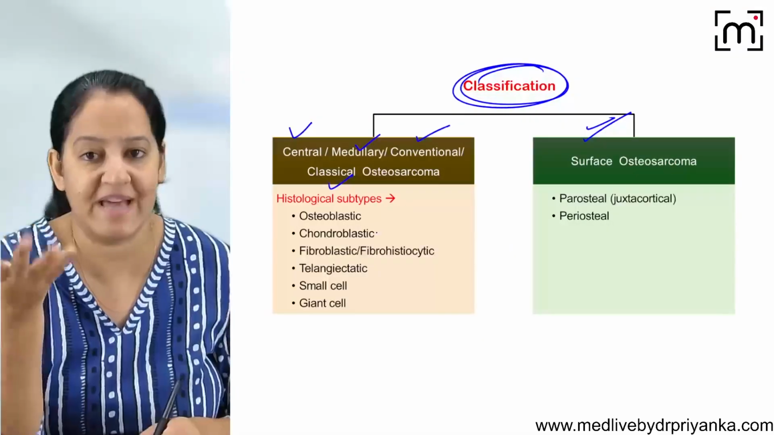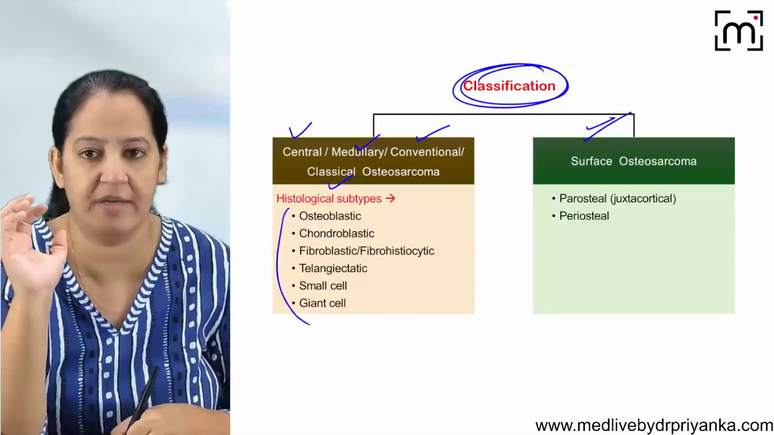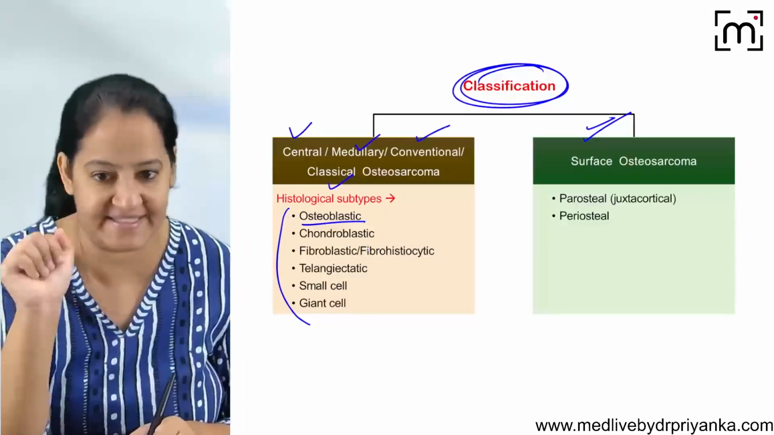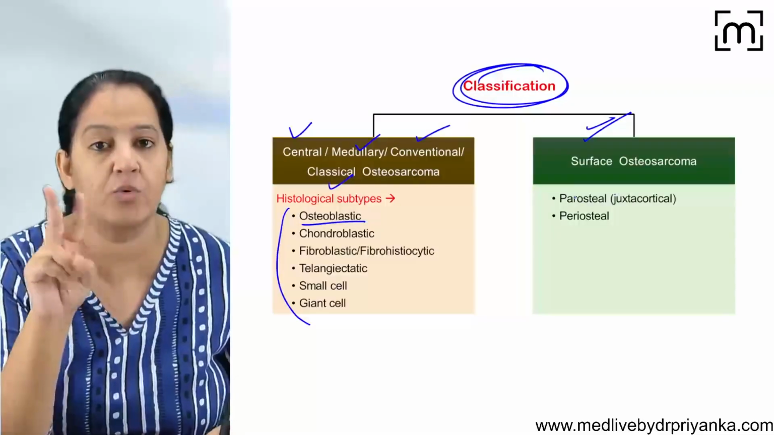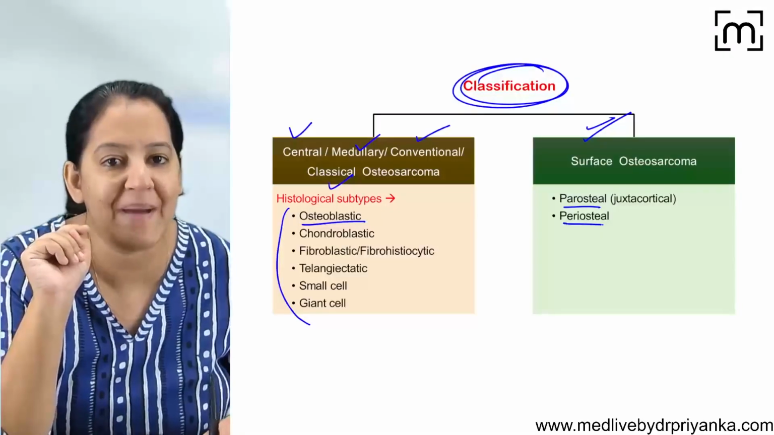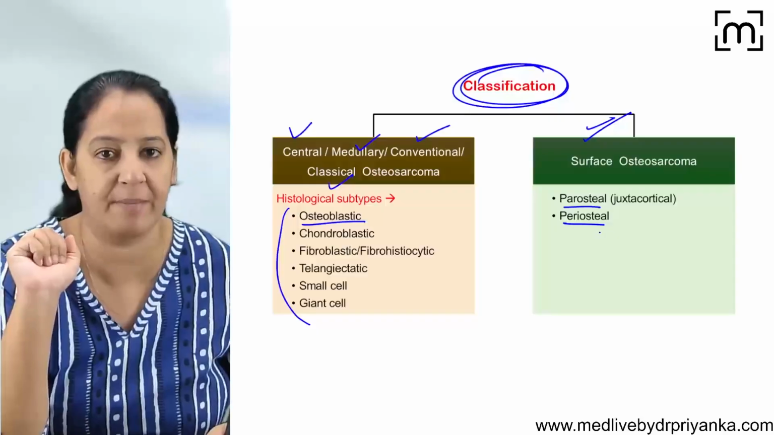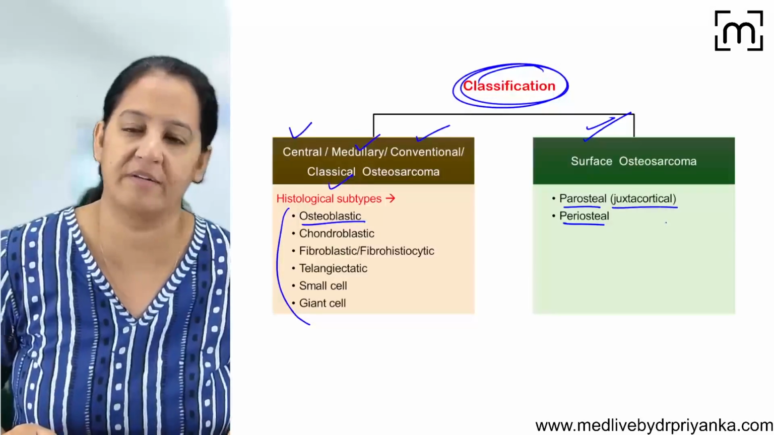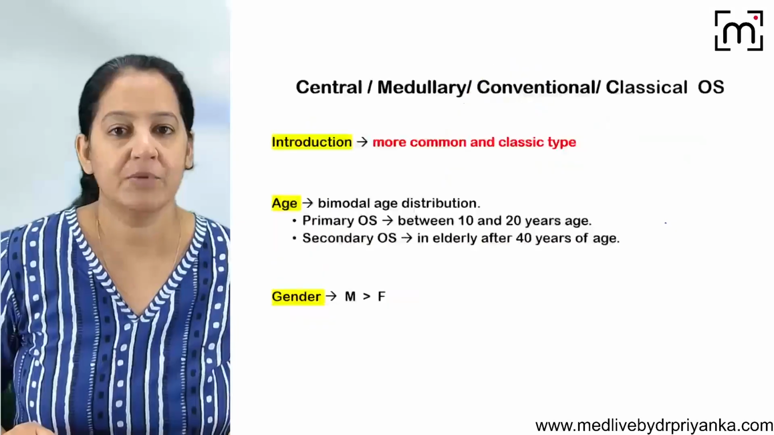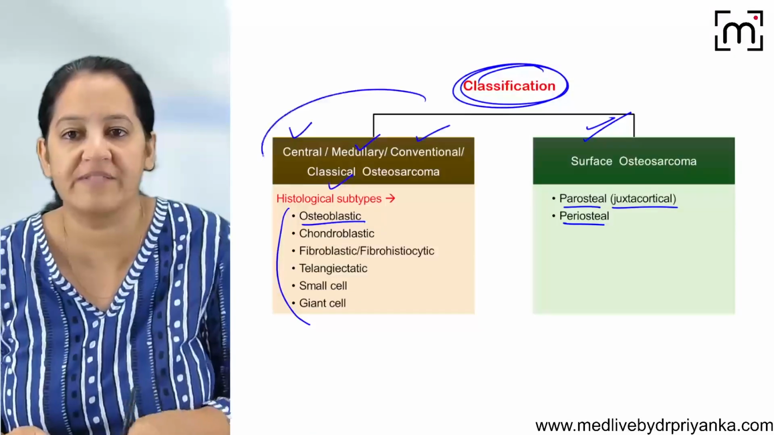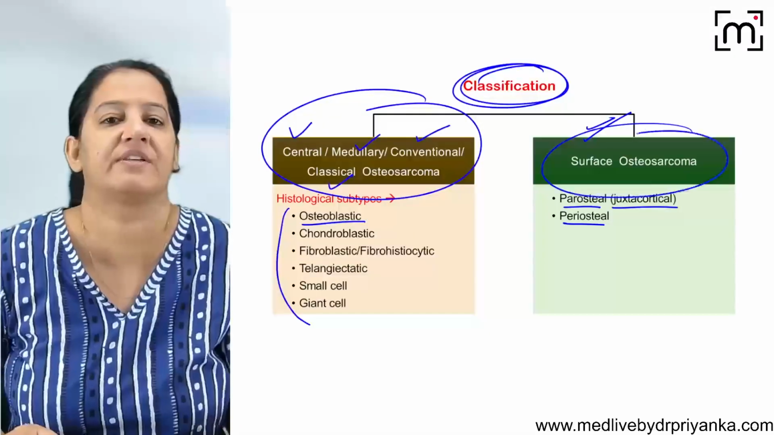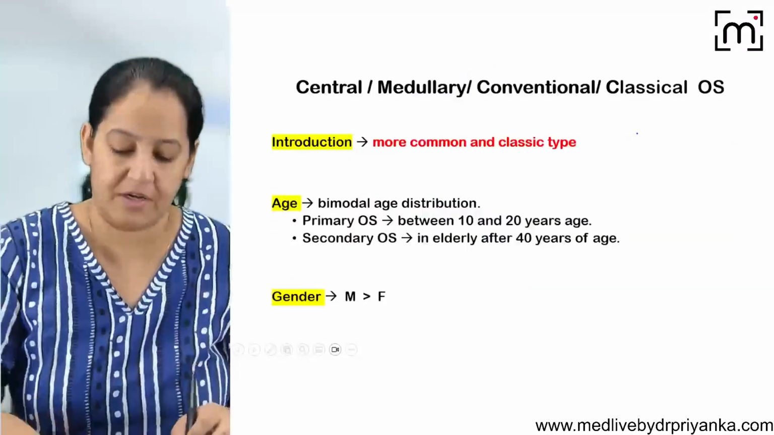In the medullary or central one, there are various histological types, but the most common is osteoblastic. We will see that in detail. And among the surface ones, there are two types, parosteal and periosteal. We will see the details of both one by one. Parosteal is also known as juxtacortical. Currently, first we will see the details of central, and then we will see the details of the surface ones. So let's start with central osteosarcoma.